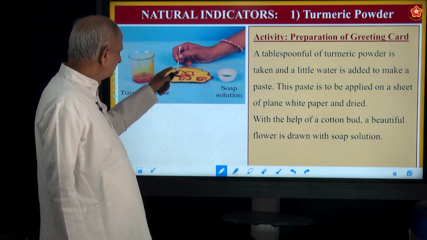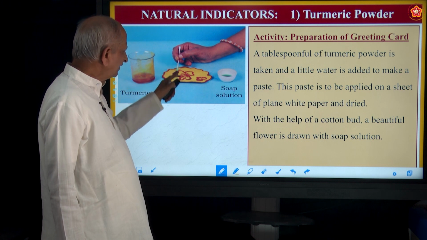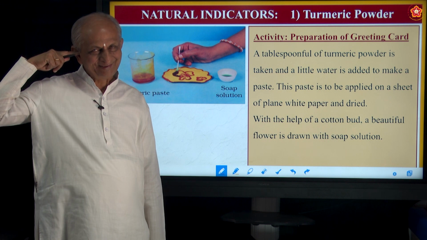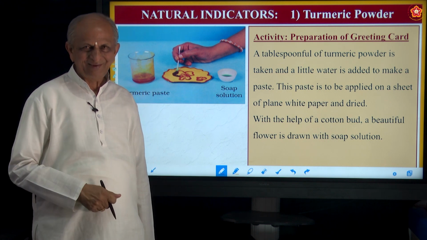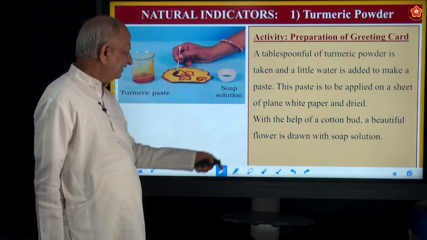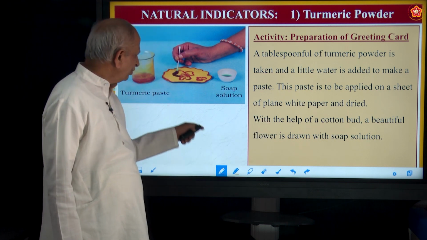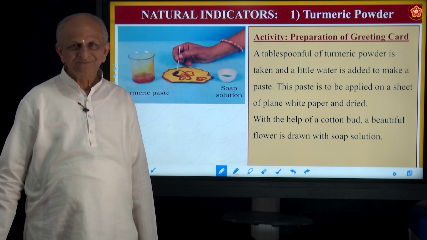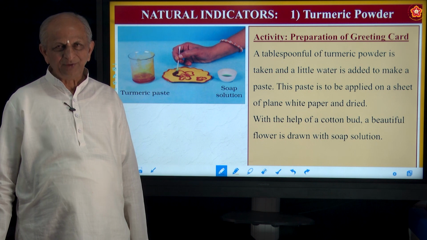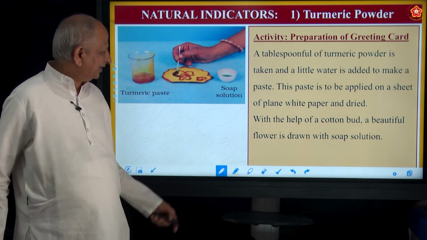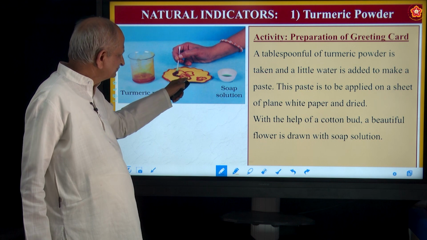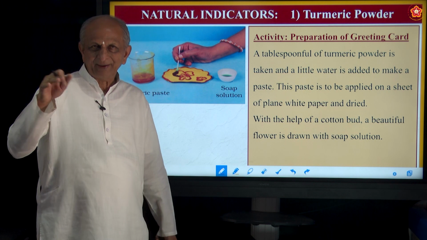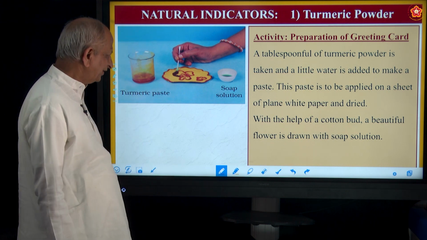Okay. So this is called a cotton bud. Why is it used? Yeah, to clean the ears. Have you seen it? Okay. With a cotton bud, a beautiful flower is to be drawn. How many of you know drawing? Oh, very good. So most of you know drawing. Okay, then you can do designs here. Flower design, wheel design, or some butterfly, all those designs you can do.